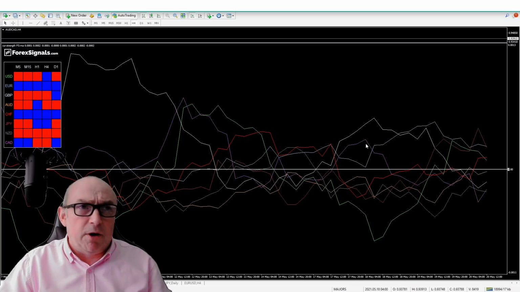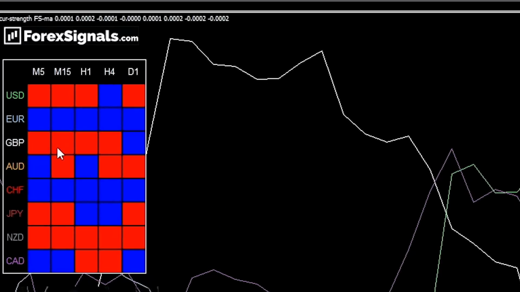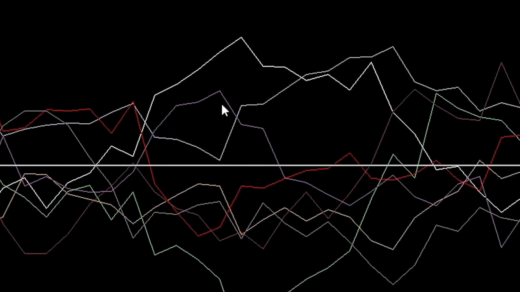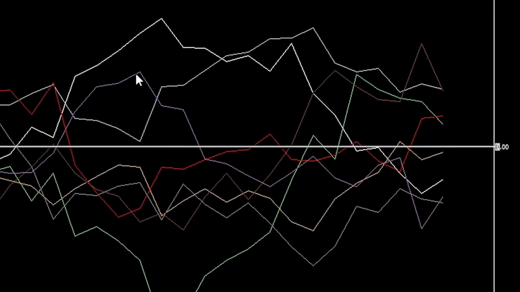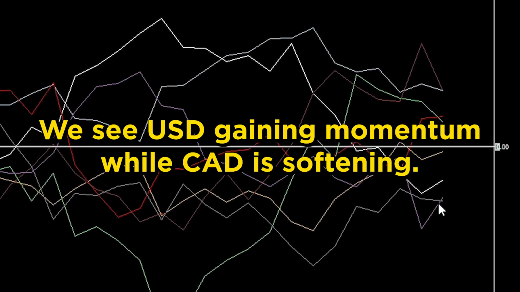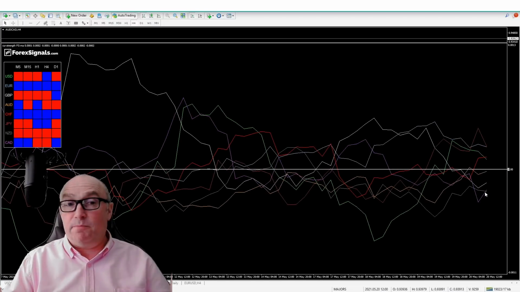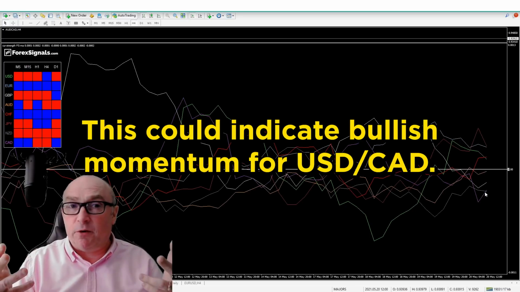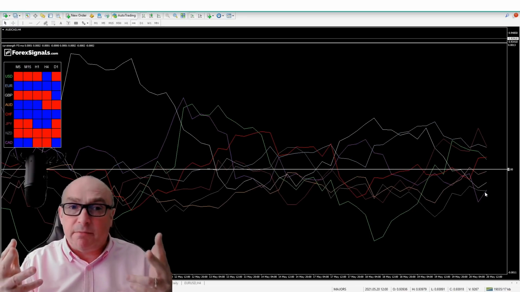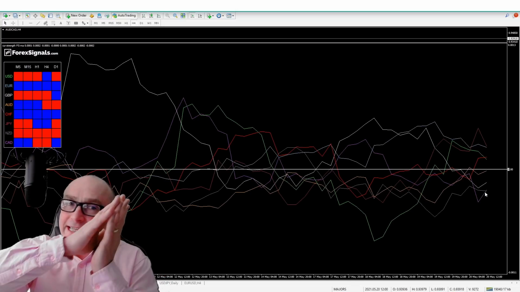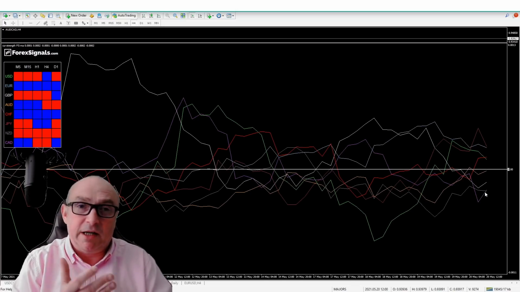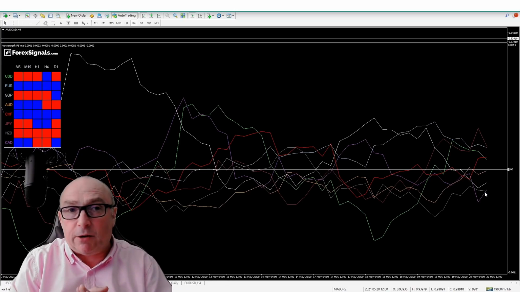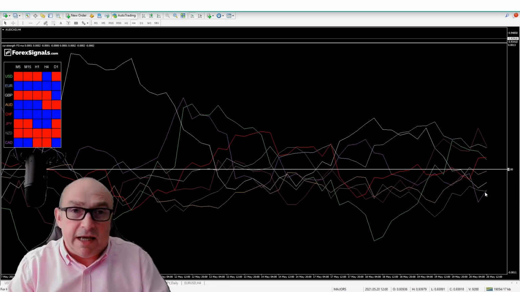Look here, this purple line, back over to the key, is the Canadian dollar. You'll see the Canadian dollar has come from an area of strength into an area of weakness. So the Canadian dollar has been softening and the US dollar has been gaining in momentum. That could mean that the dollar against the CAD has got some bullish momentum. And as trend followers, we like to get into bullish momentum by buying the strong currencies and selling the weak currencies. Or of course, the other way around, if you're looking for a sell trade, you sell the weak currencies and you buy the strong currencies.